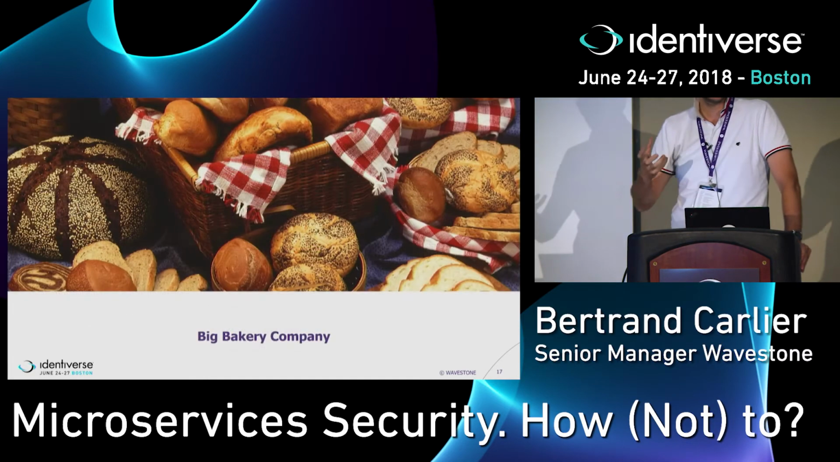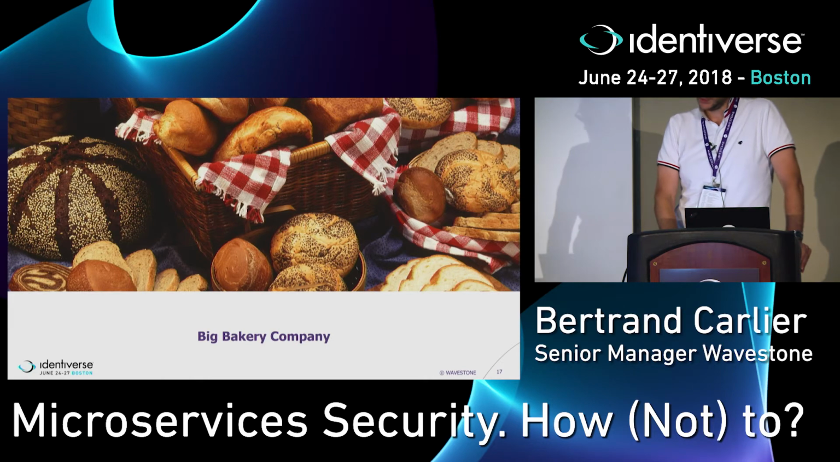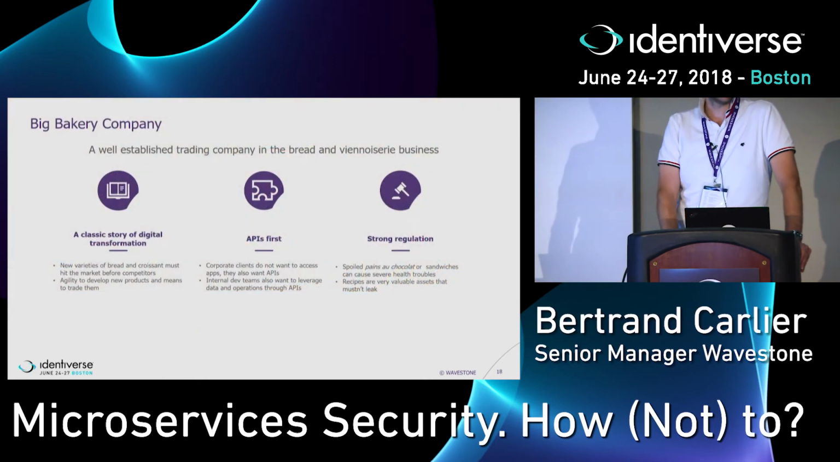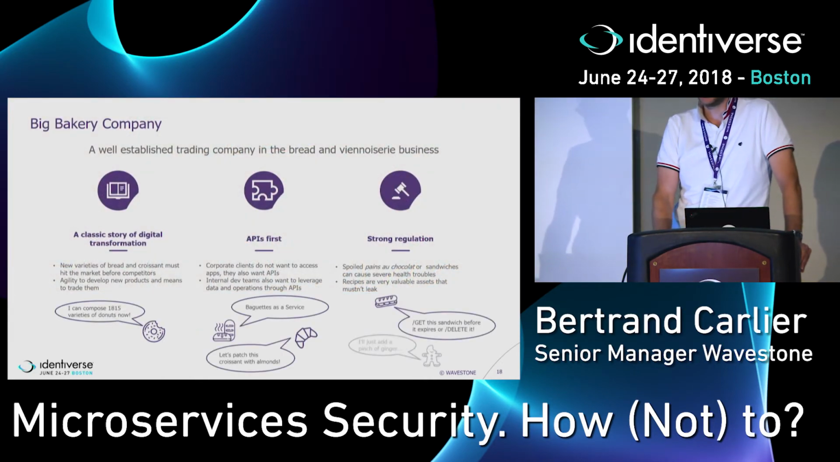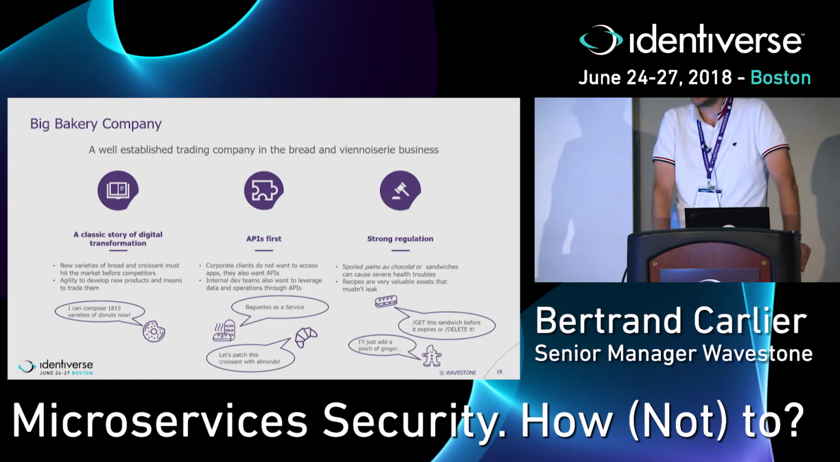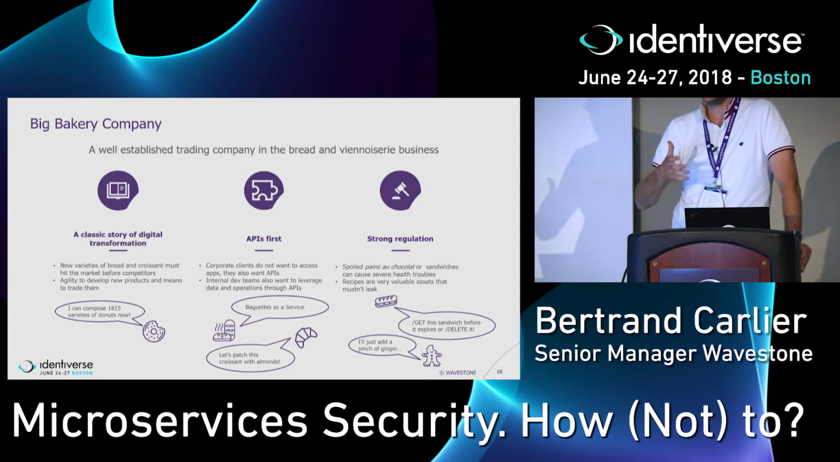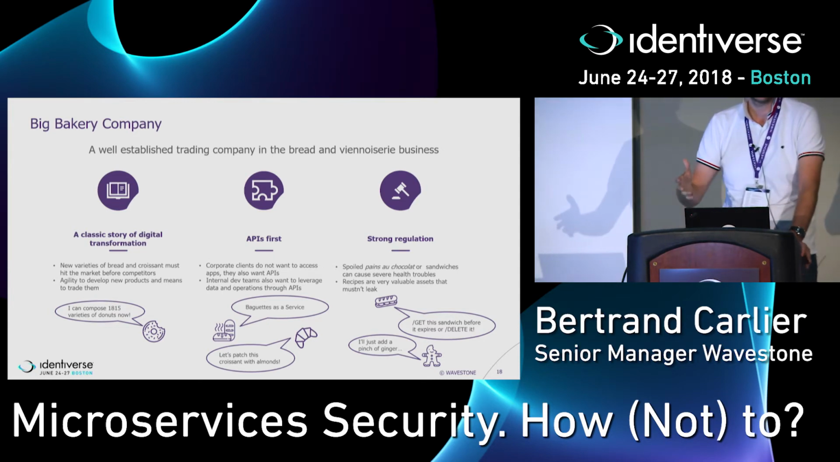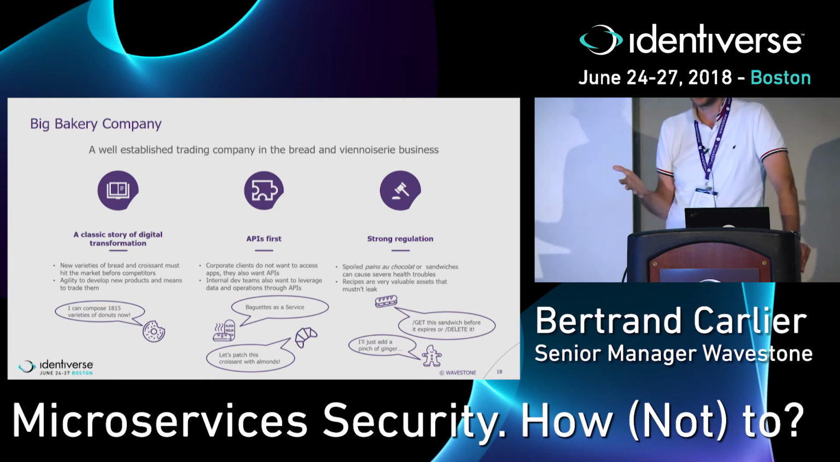Now that we have cheese, we need some bread. And we have a very large company doing trading business in the bread and viennoiserie business. They went through a classic story of digital transformation. They wanted to have new varieties of products, bread and croissant, before competitors. They wanted to beat them on the market. And they want the agility to develop new products and means to trade them.